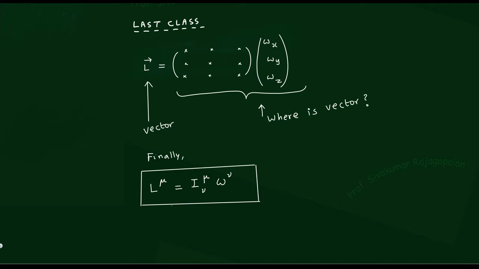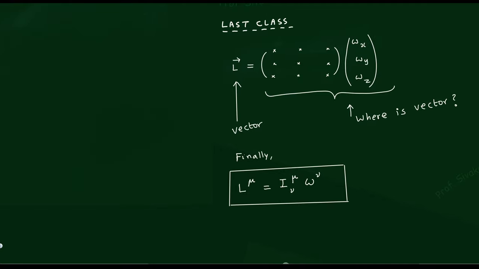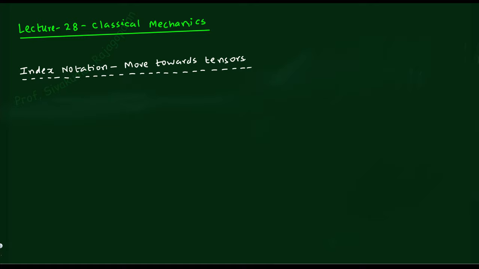At the end of today's class, you will be able to recognize and appreciate the way in which this is written. The point is that you have the angular momentum L with a superscript, and you don't have a vector arrow anywhere. Capital I represents the matrix with the two indices. So let us not worry about this, and first understand how the subscripts and superscripts can be written. Once you understand that, it will be easier for us.